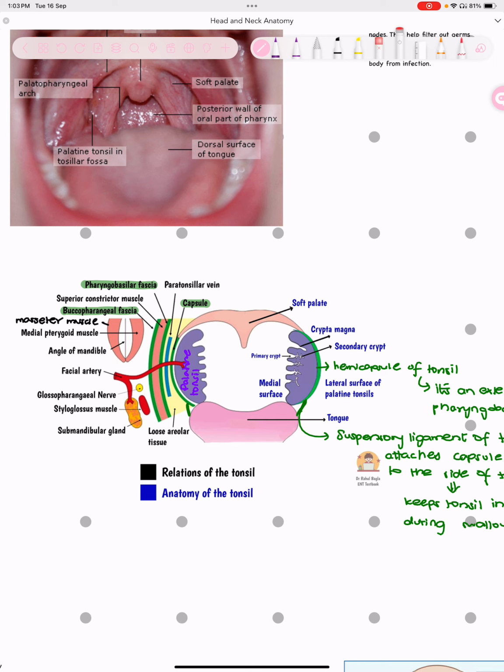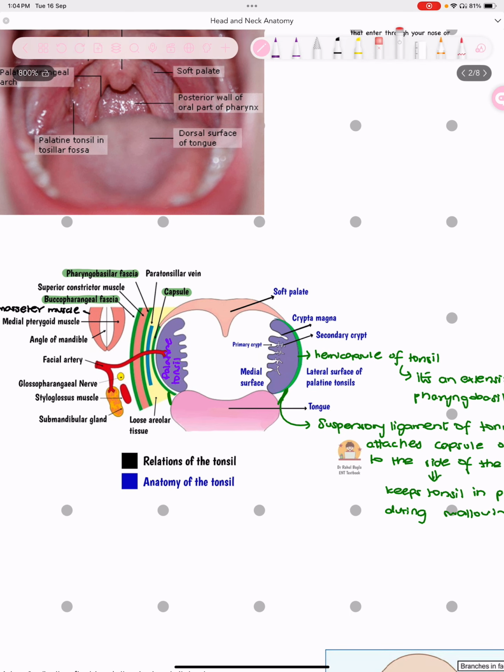tonsillectomy, which is the tonsil removal surgery, there are high chances that this vein can be injured. So the doctor or the surgeon needs to be really vigilant that they shouldn't injure this nerve, the peritonsillar nerve, or you can call it the palatine vein or external palatine vein. Sorry, peritonsillar vein. Did I just say nerve?